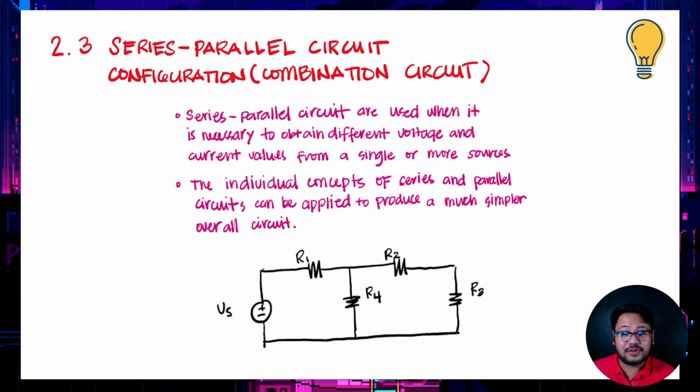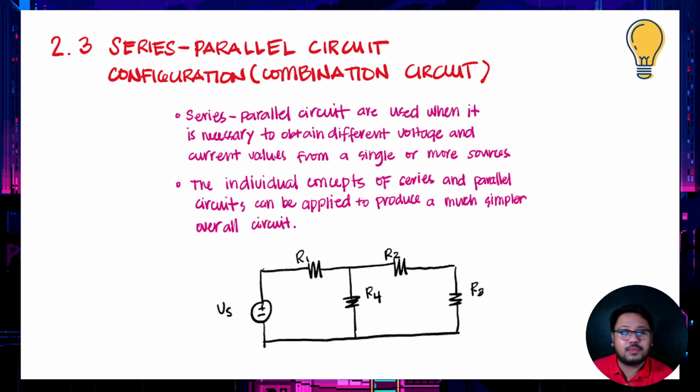Let's now have the last configuration, and that is your series parallel configuration. A series parallel circuit configuration is usually called a combination circuit. A combination circuit uses different combinations of series and parallel connections. Some of the circuits that we use today are mostly series parallel combination circuits because we have different kinds of gadgets that require different amounts of current and voltage at different points of their circuit. In general, series parallel or combination circuits are used when it is necessary to obtain different voltage and current values from a single voltage source.